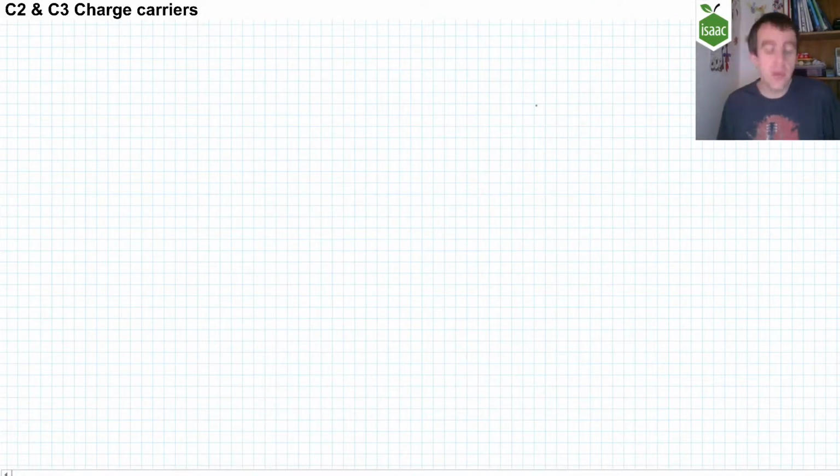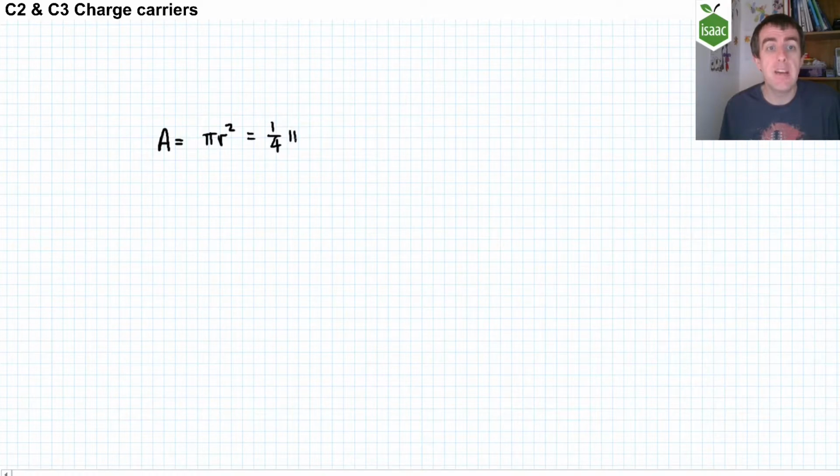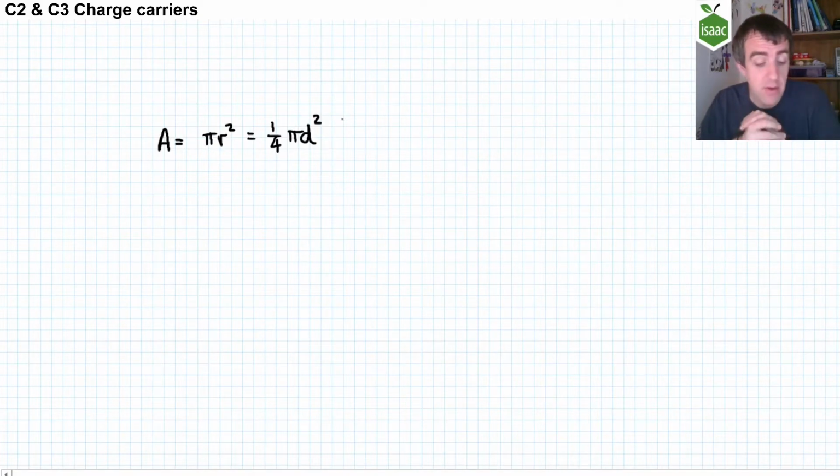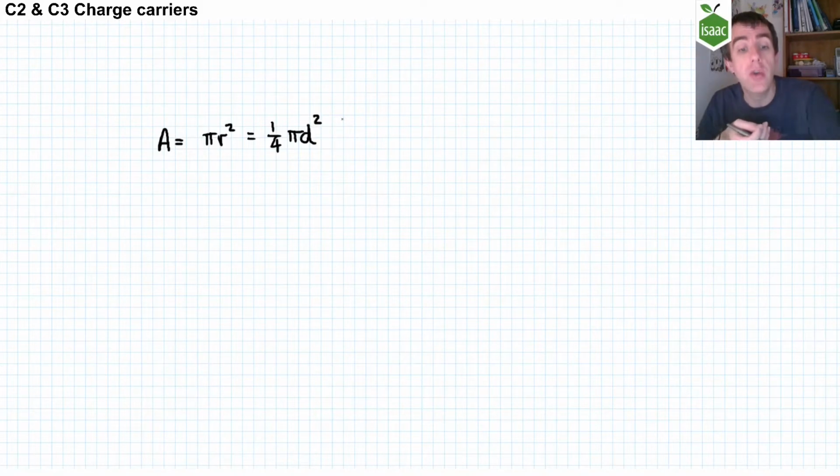Now, there are only two things that can complicate these questions. The first is how you calculate the area. The area could be given as a cross-sectional area, or you may have to calculate it from either pi r squared or from a quarter pi d squared. Just be careful that you convert your radius or diameter into meters first, because your free electron density is given in number of electrons per unit volume, so per cubic meter.